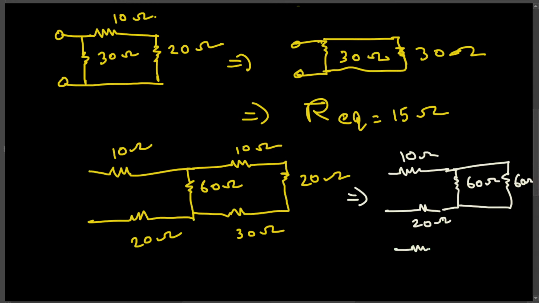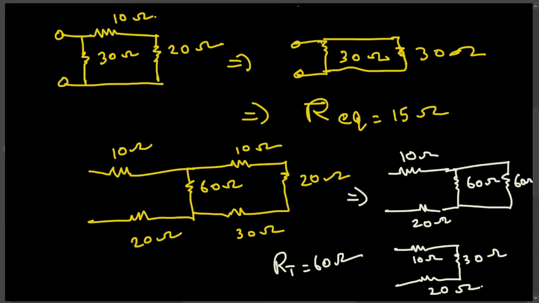So we are going to have 10 ohm, 30 ohm, and then 20 ohm. Now finally all of them are in series, so we can add them together. 10 plus 30 is 40. 40 plus 20 is 60. So the total resistance is 60 ohm. Okay, now let's look at a complex problem.